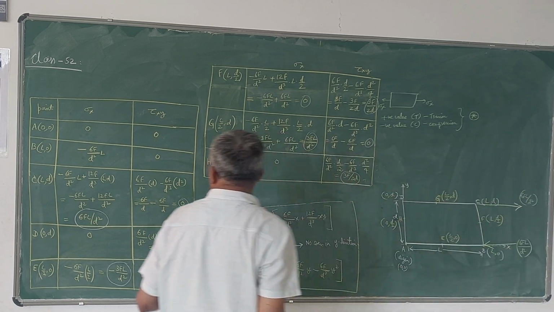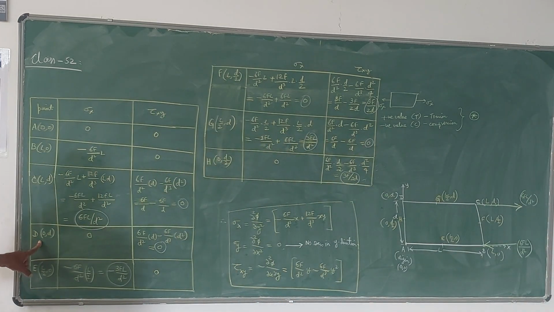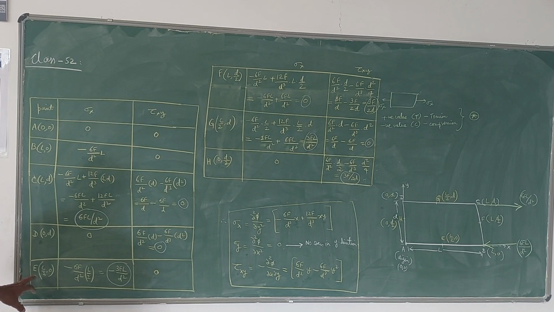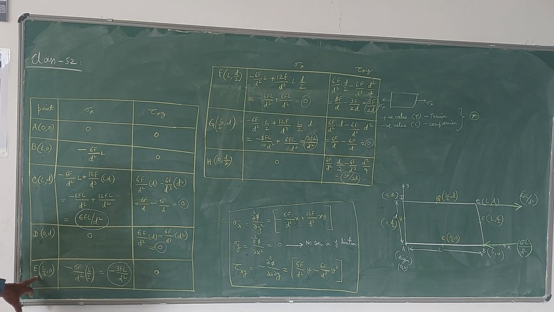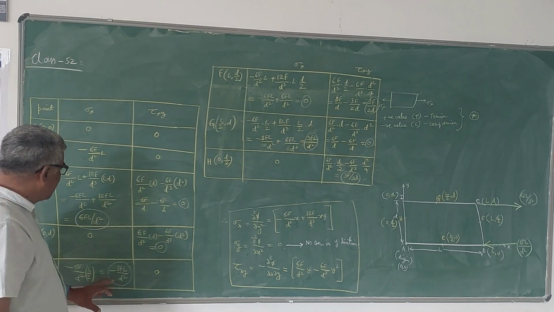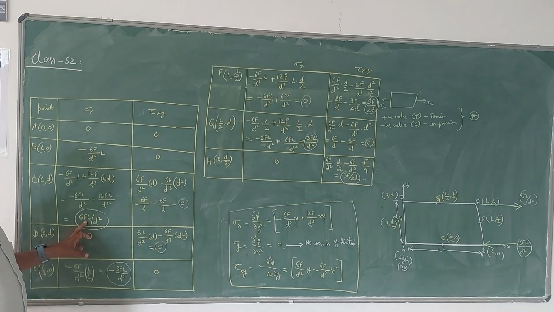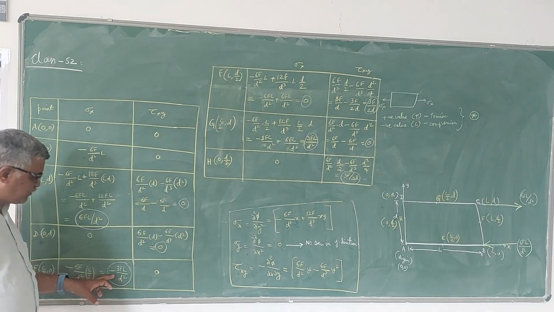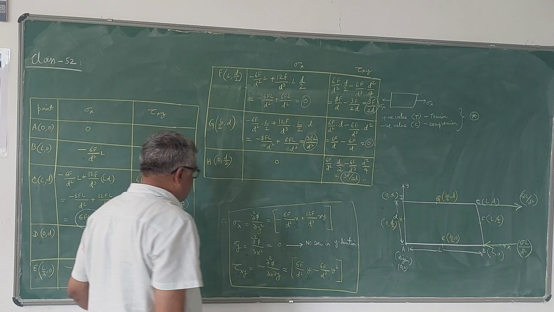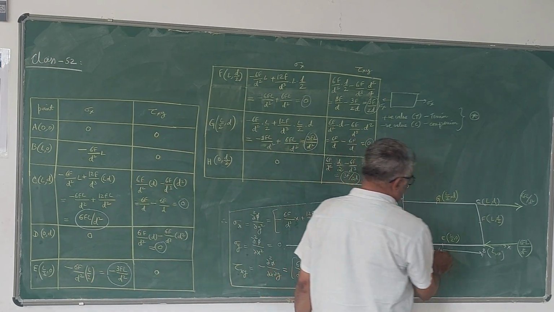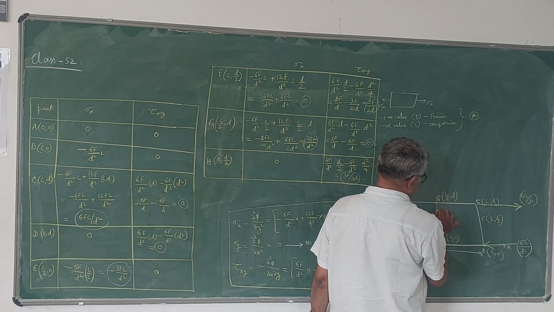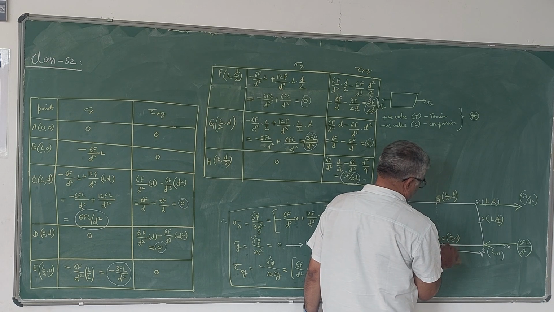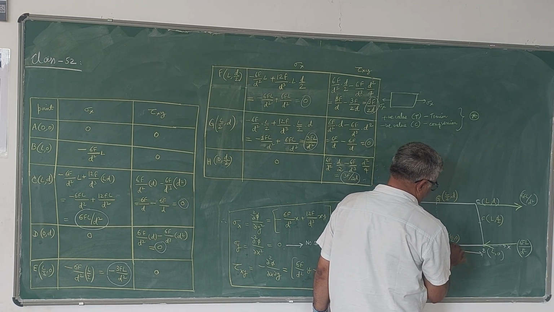Next D, it is 0, nothing to worry. E, it is minus 3Fl by d square, meaning half of this one. This 6Fl, half of this, but compression. So minus, here it is compression.